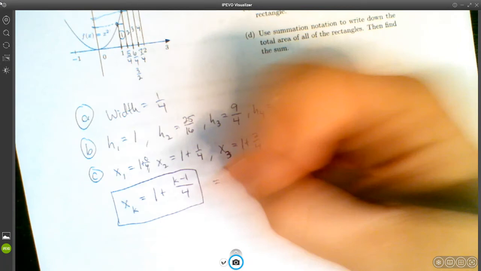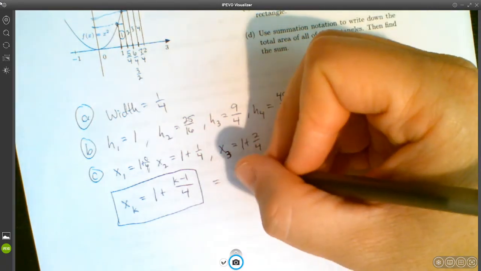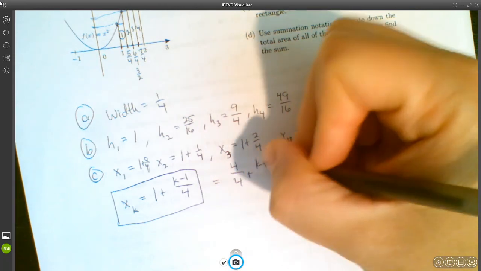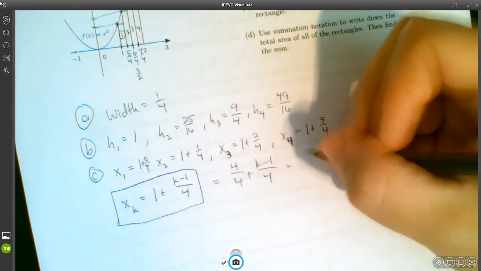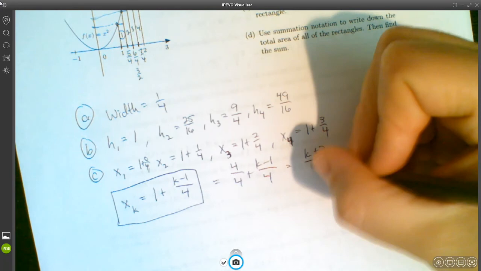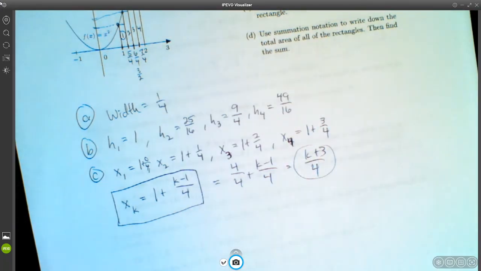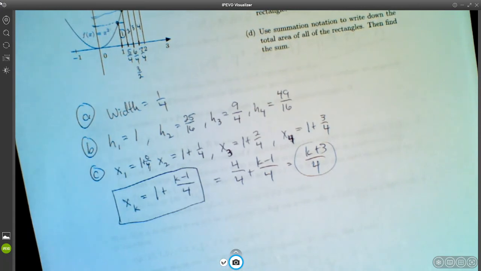If you want, you could, I guess, get common denominators and call this 4 over 4 plus k minus 1 over 4, and that's going to be, of course, k plus 3 over 4. So that's another way that you could write it down. You could just call it k plus 3 over 4. Okay, part D.